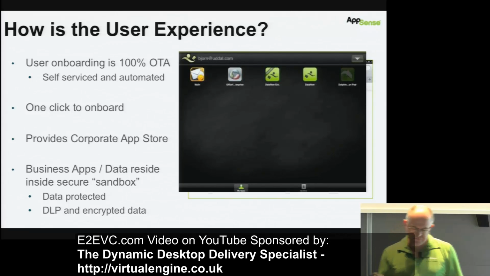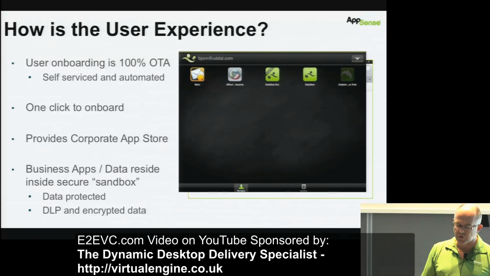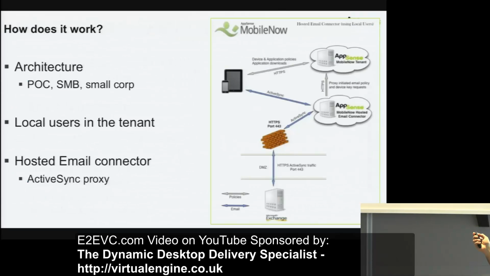Yes. So this is briefly the architecture. If you set up this proof of concept or this test site, you have the Mobile Now tenant, which lives in the Amazon cloud, and we have put up a hosted email connector, so you can also test that your email actually is working. In a full-blown production environment, it will probably be more like this, where you have the email connector and also the Active Directory connector inside your own DMZ, so you could synchronize with both AD and your mail.